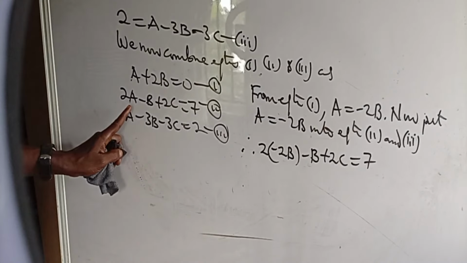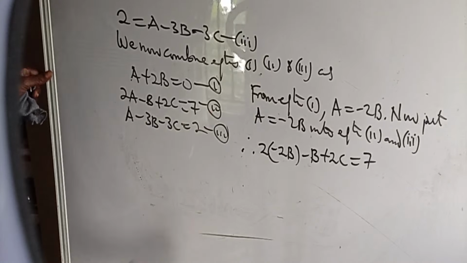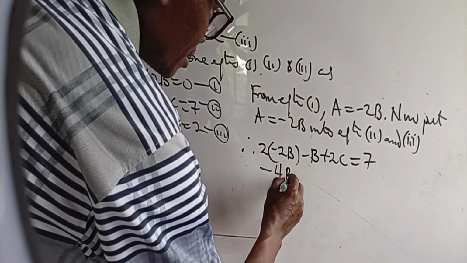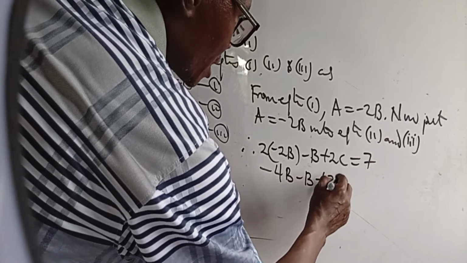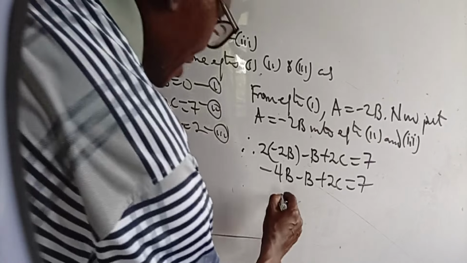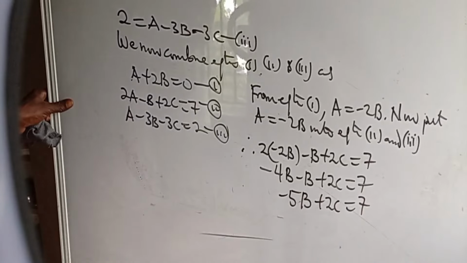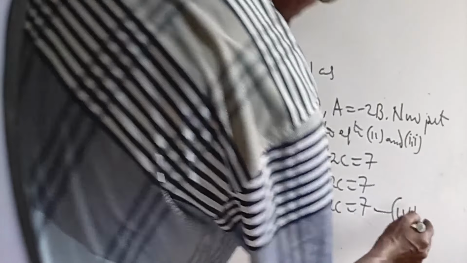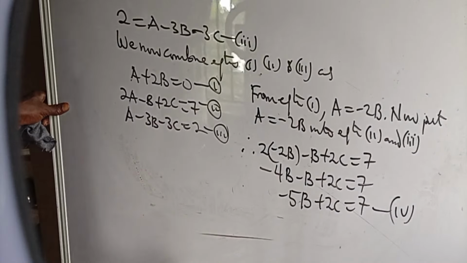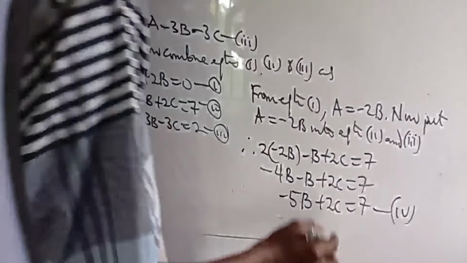So when I put a equals minus 2b here, this one will be minus 2b minus b. We now have minus 4b minus b plus 2c equals 7. What is minus 4b minus b? That's minus 5b plus 2c equals 7. We can call this equation 4. Let me write it somewhere so that we will not have issues: minus 5b plus 2c is equal to 7. That's our equation 4.